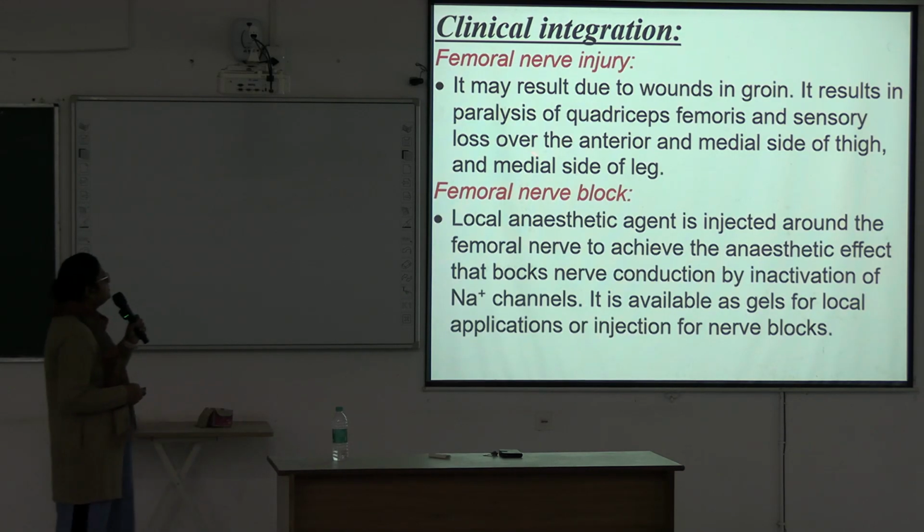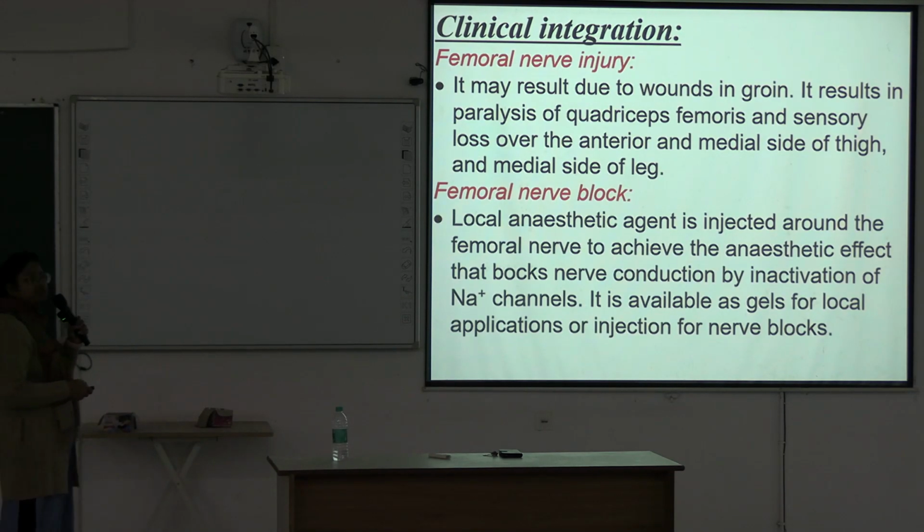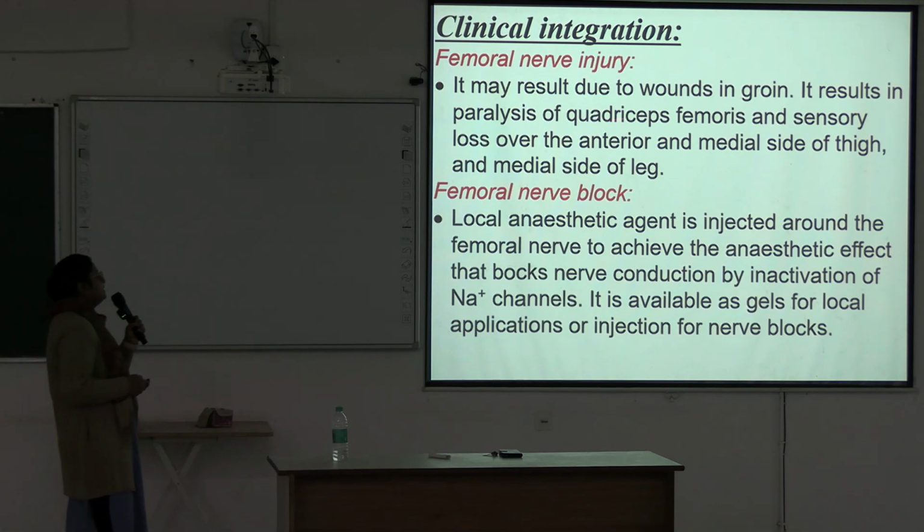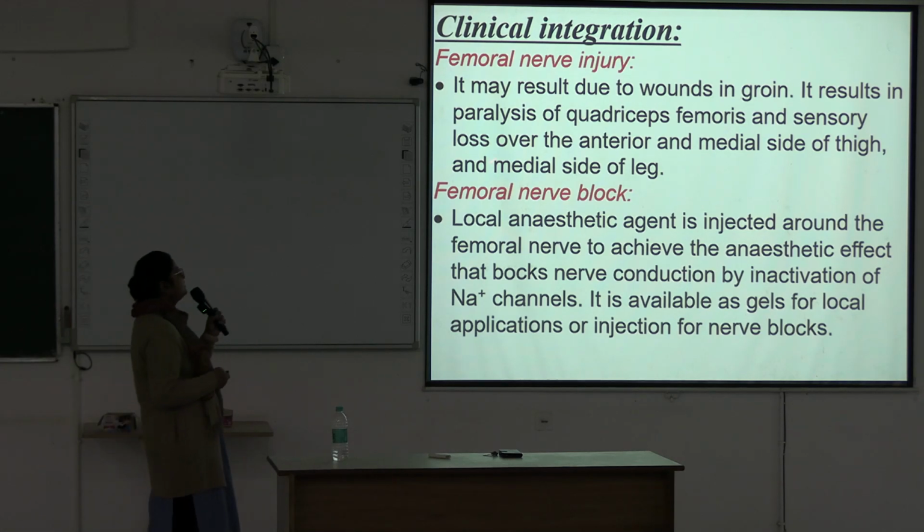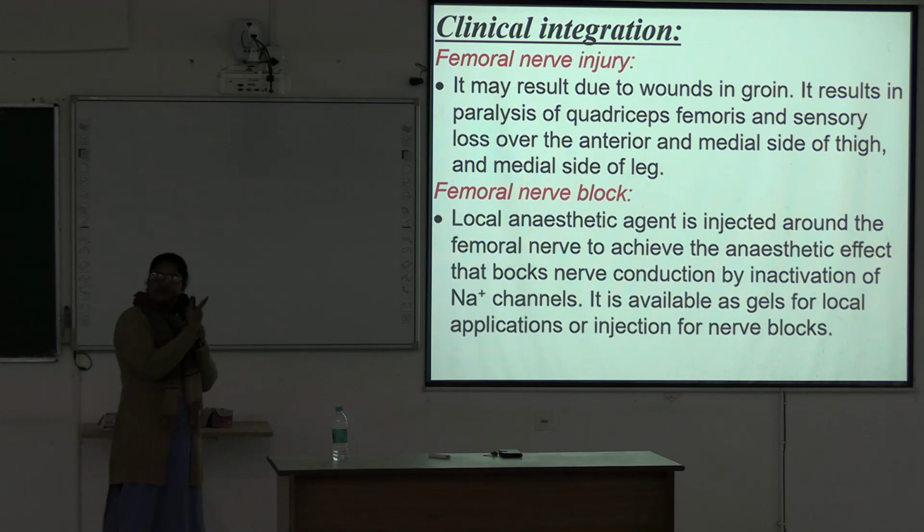So femoral nerve injury may result from wounds in the groin and result in paralysis of quadriceps femoris, sensory loss over the anterior and medial side of the thigh and medial side of the leg. Okay. So if you know the branches, you can assess.